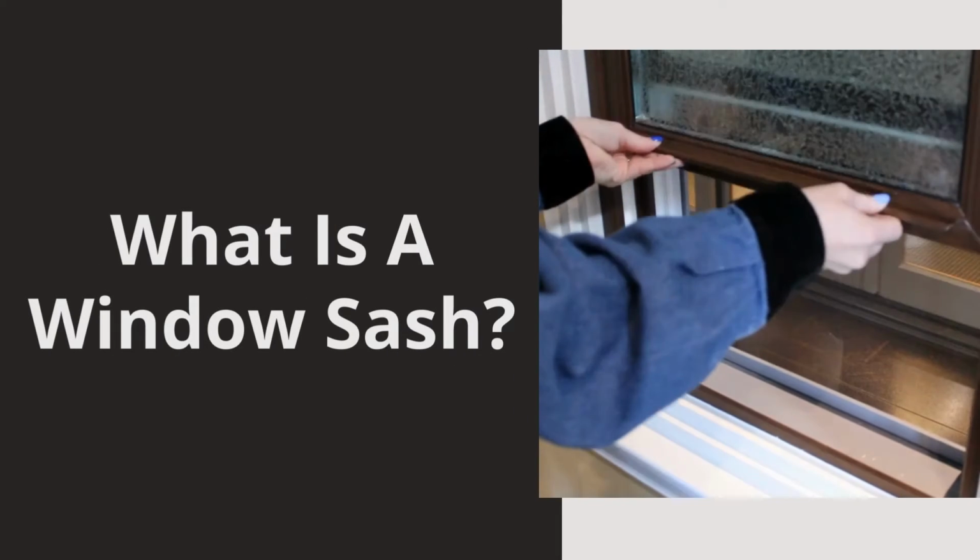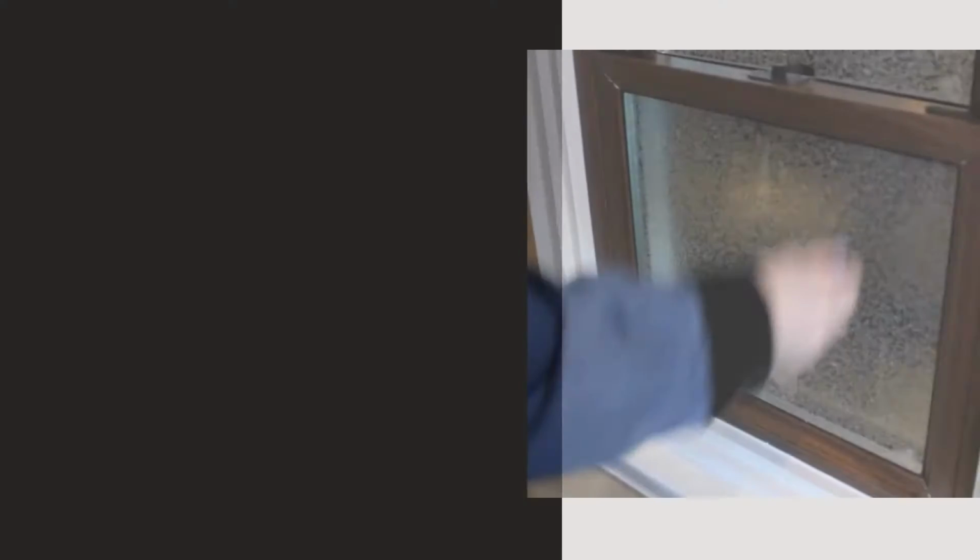Let's start with the basics. A window sash is the part of the window that holds the glass in place. It's usually surrounded by a frame that helps it slide up and down or swing open. Understanding this key element can help you identify and fix common window problems.